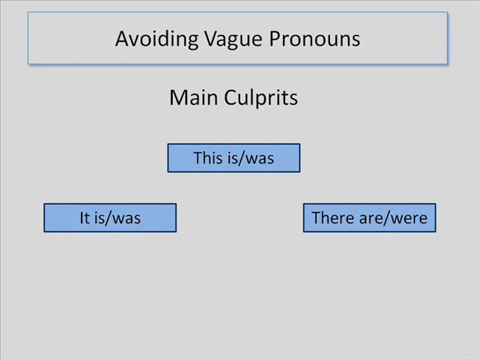First, we'll look at vague pronouns and how to avoid them. The three main culprits are the phrases this is or was, it is or was, and there are or were.